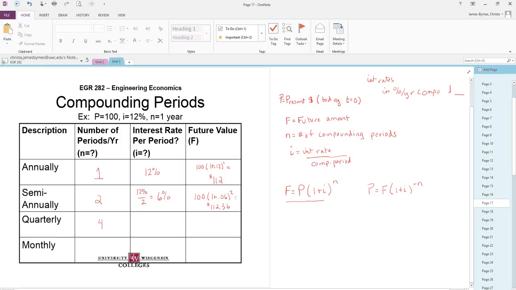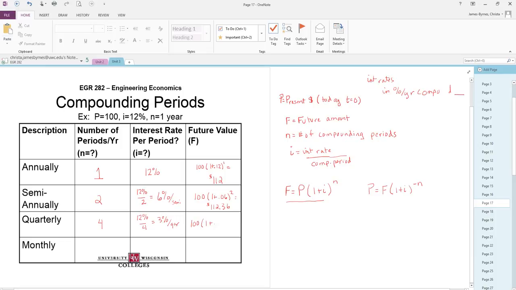Quarterly is by 4. So 12% compounded quarterly is 12% divided by 4. It's 3% per quarter. So now again, think about it. After 3 months, I owe 103 bucks. After 6, I owe 3% on 103. After 9, I owe 3% on my 103 plus my next set of interest. So I keep building. So this might get a little expensive here.